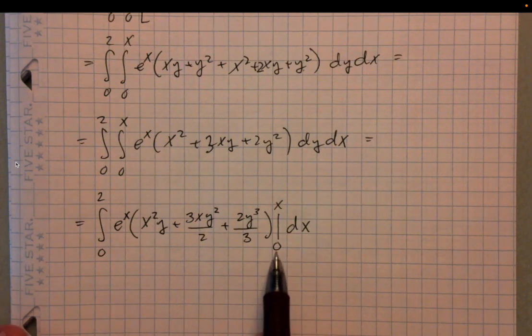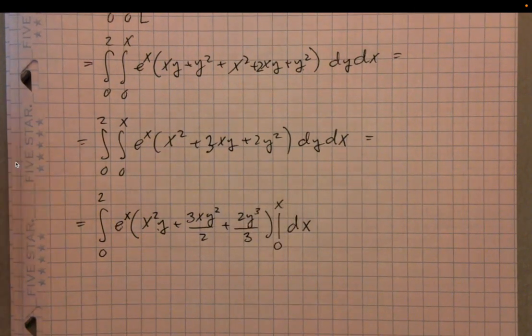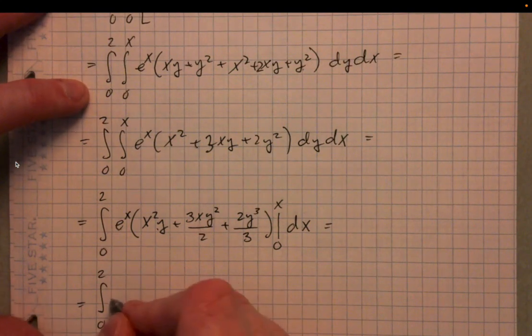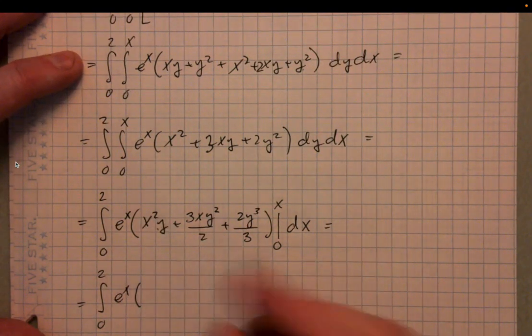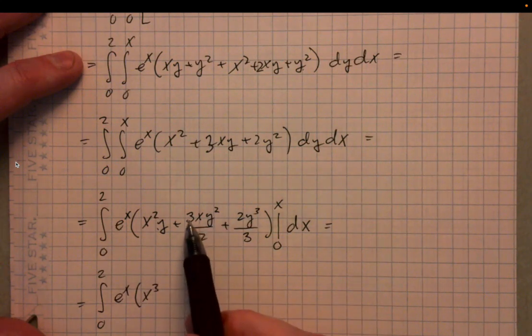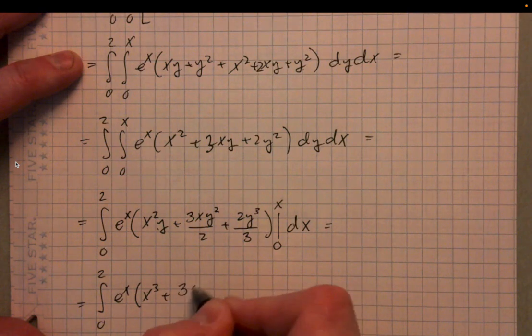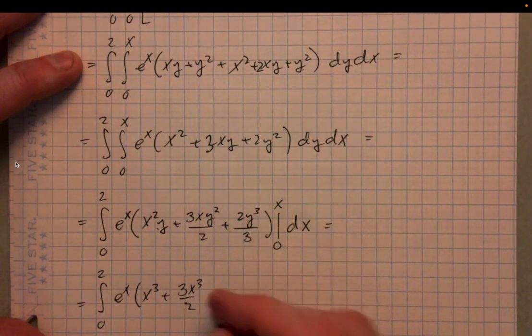Okay, you can notice with the lower limit, all of these terms will drop out, so you really just need to worry about evaluating at the upper limit. And what do you get? You get e to the x times, and then this is x squared times x, so x cubed. And then this is 3x cubed over 2. And then this is 2x cubed over 3.